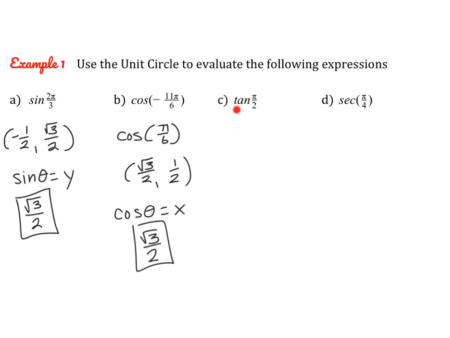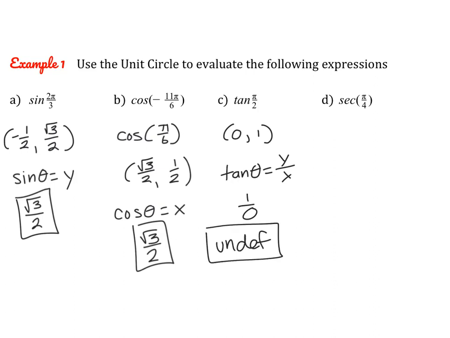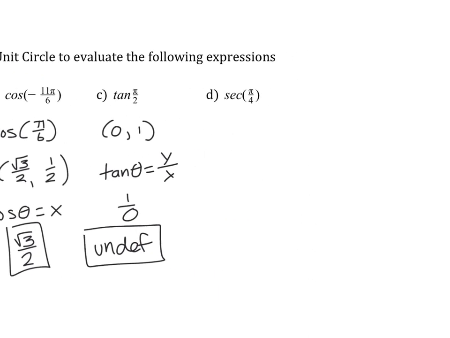Okay, now let's try the same for tangent of pi over 2. The coordinate for pi over 2 is 0, 1. Remember that the tangent of an angle is going to be y over x. So if I do that here, we get 1 over 0, which is undefined. So you're actually going to see that some of our expressions will be undefined, and when we start graphing these, you'll see that tangent actually has a vertical asymptote at pi over 2, which is why it's not defined, but we will talk about that later on in this unit.